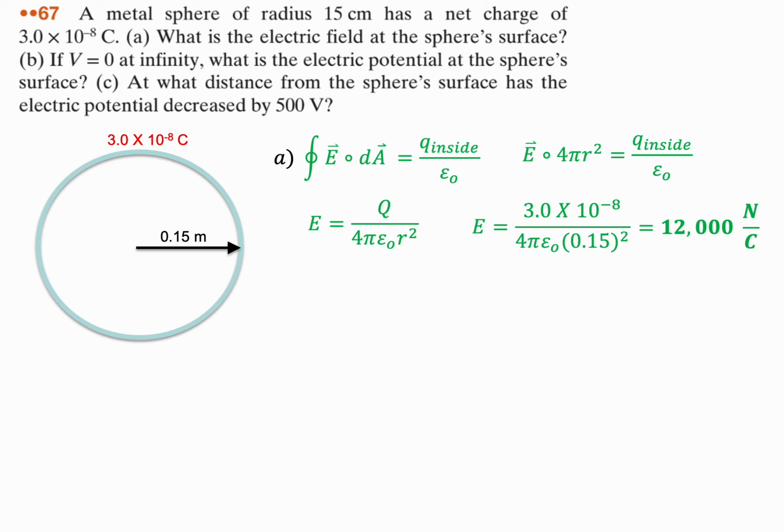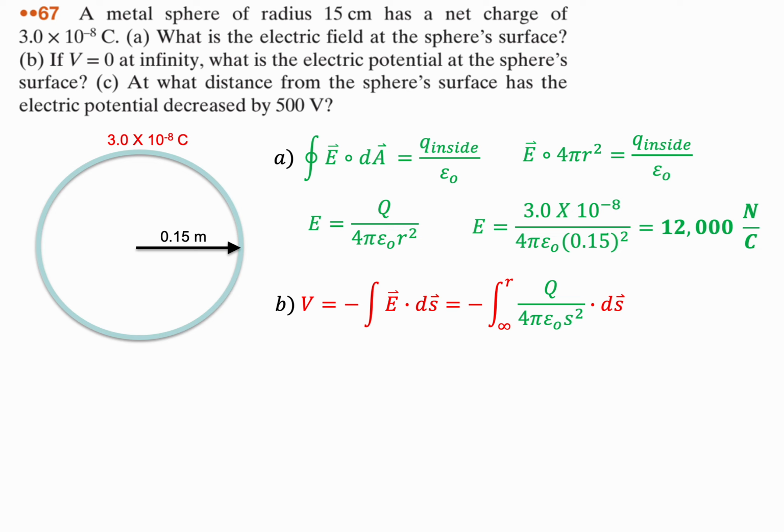Part B now asks, if we set V equals 0 at infinity, which is sort of the standard, what is the electric potential at the sphere's surface? Well, if you remember, to find electric potential, we just take the negative integral of electric field dot ds. In this case, our limits are from infinity to r, where r is some distance away from the center. And we're plugging in the electric field.